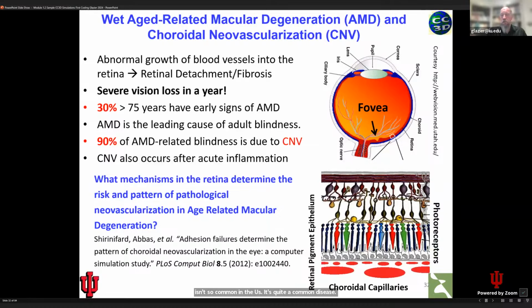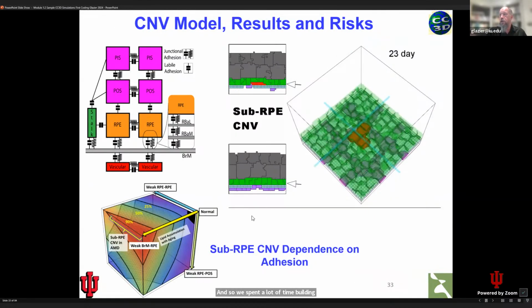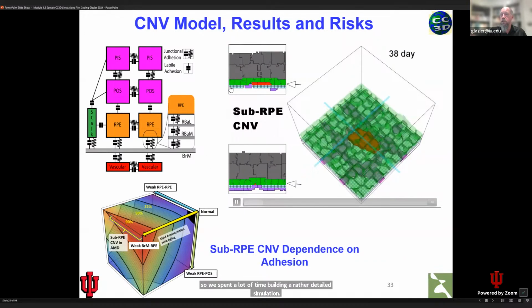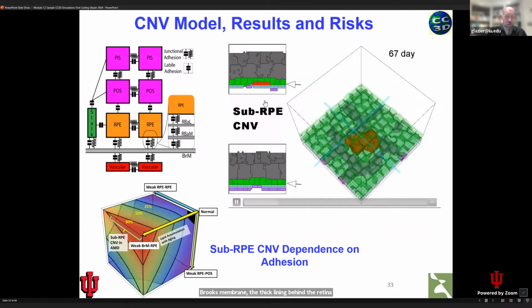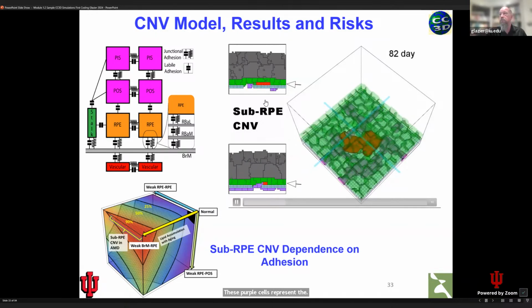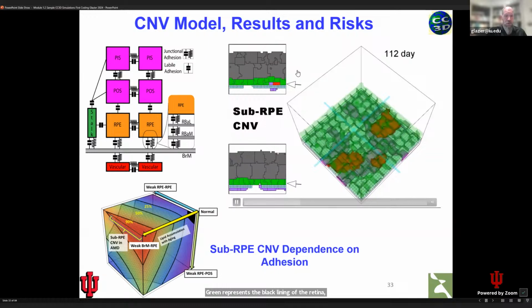But when we started working on that, it was a bit mysterious because the blood vessels get into the retina, but in different patients, they go to different regions. And the prevailing theory that it was a growth factor dominated behavior didn't explain why you saw different invasion patterns. And so we spent a lot of time building a rather detailed simulation of the structure of the retina. Here's the Bruch's membrane, the thick lining behind the retina. These purple cells represent the vasculature outside of the retina. Green represents the black lining of the retina, the pigmented retinal cells. Gray are the photoreceptors.